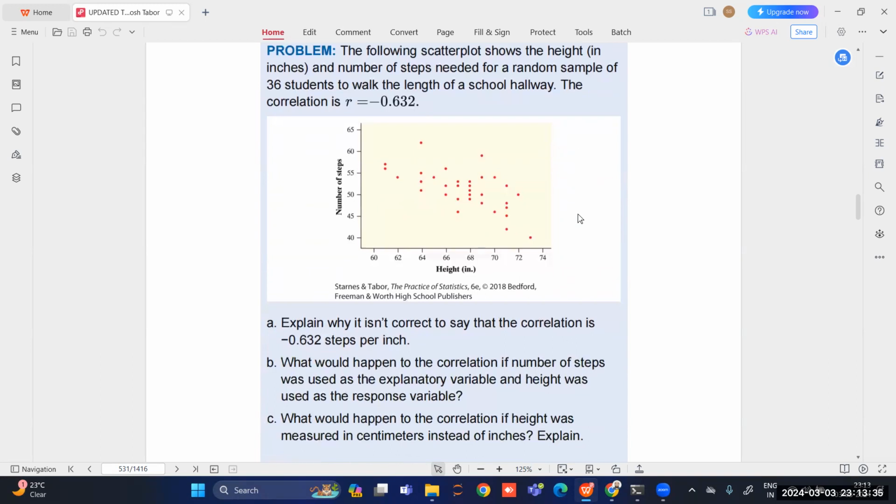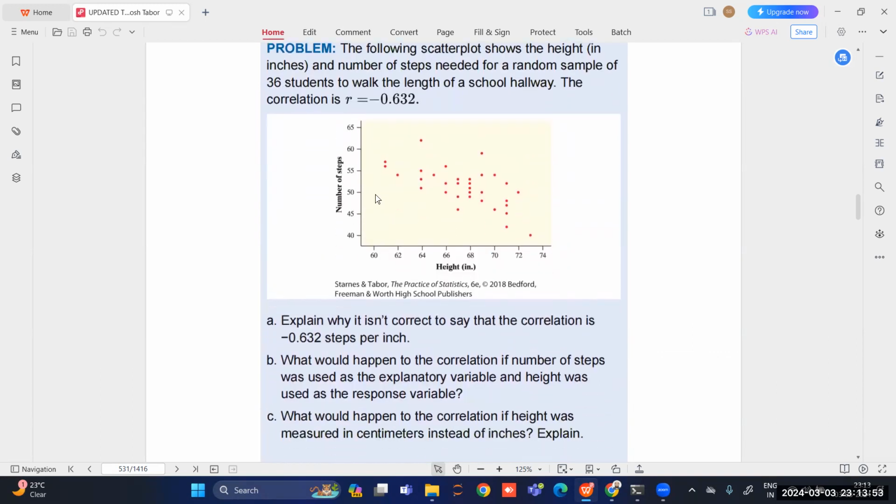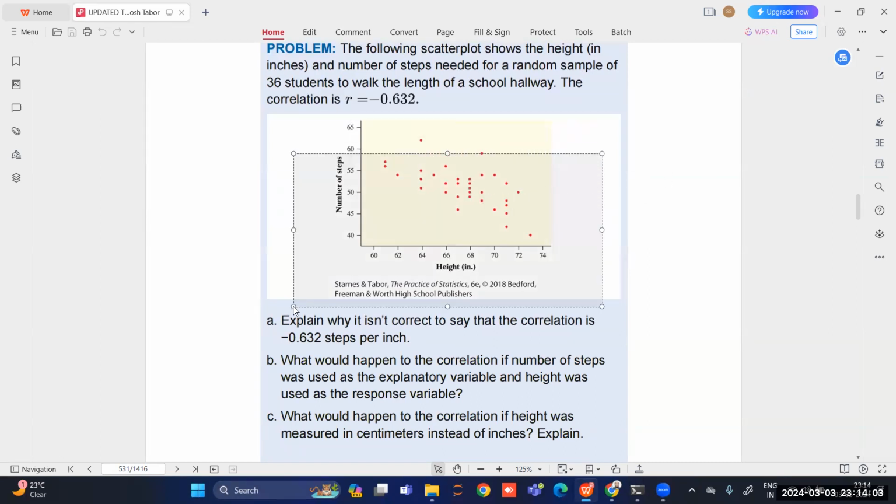Yes. So explain why it isn't correct to say that the correlation is minus 0.632 steps per inch. Why is it not correct to say that? Because it varies between the steps. Not correct. We cannot give any conclusion depending upon the correlation. The conclusion comes from regression, not from correlation.